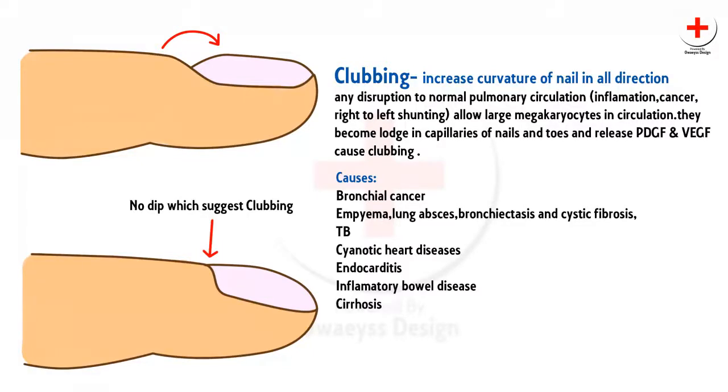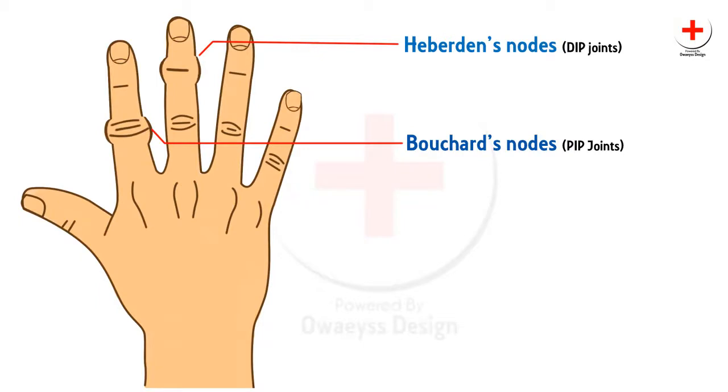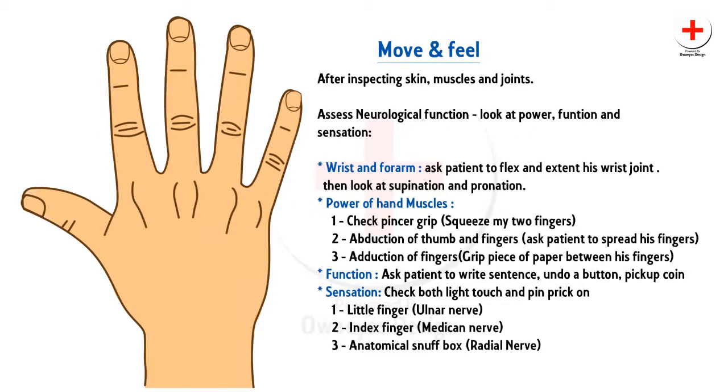and cirrhosis. When inspecting the dorsal surface, examine the joints for characteristic deformities, which include swan neck and boutonniere deformity, which are present in rheumatoid arthritis. Also look for Heberden's node and Bouchard's node, which may be seen in osteoarthritis. Okay, our inspection ends here, and now we move on to the next part of the examination.